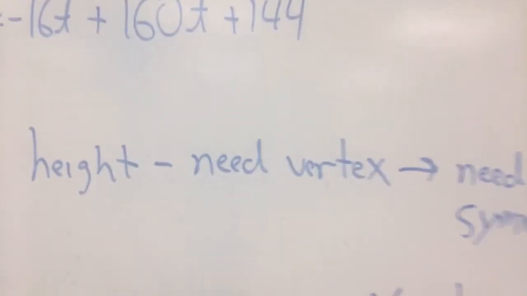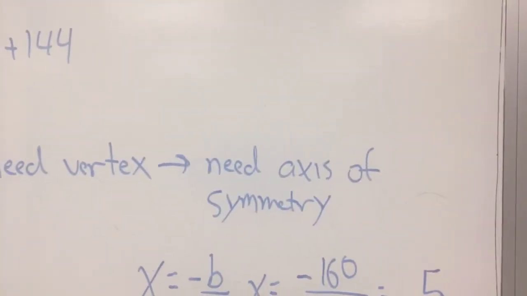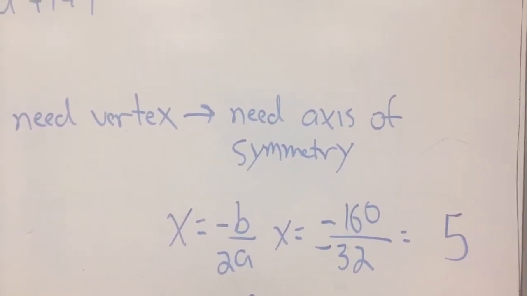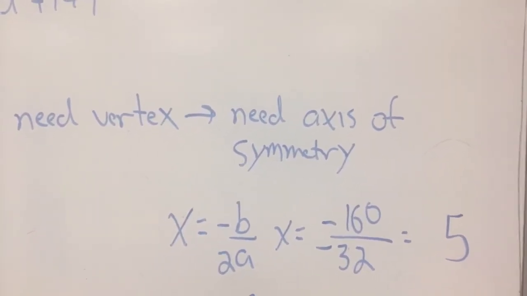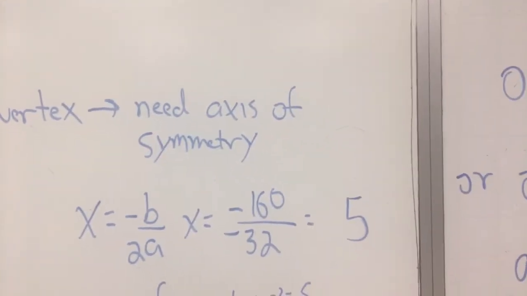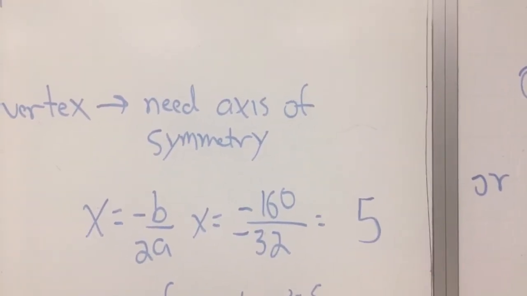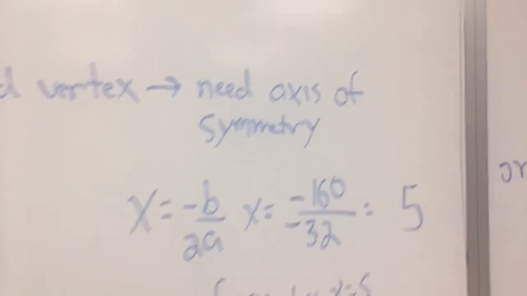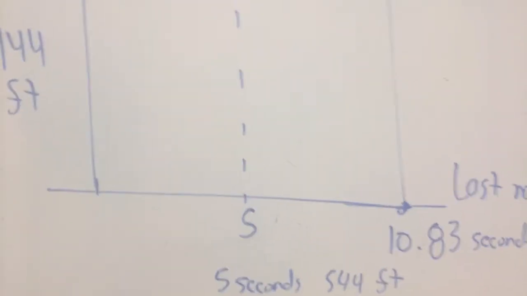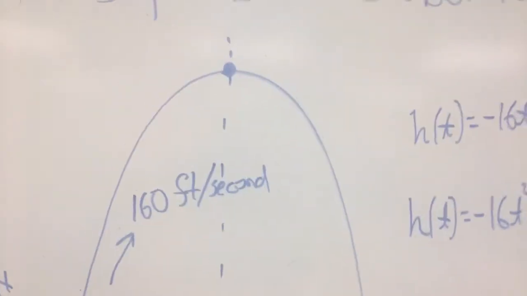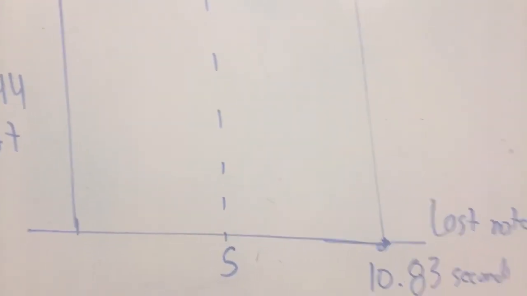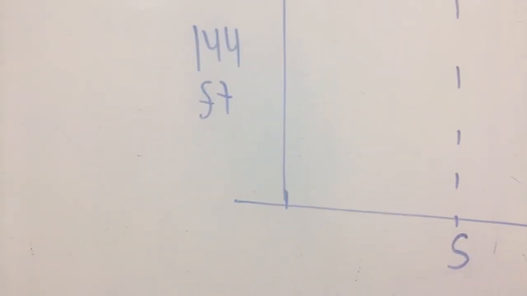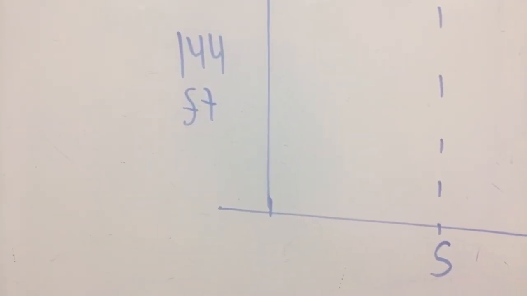We need the vertex. To get the vertex, we need the axis of symmetry, all right? Negative b over 2a, negative 160 over negative 16 times 2, negative 32. Hey, look at that, x is 5. Doesn't that clean up pretty? Yours is not quite that pretty. Anyway, so after 5 seconds, bang, okay? Now, I have to be careful how I say that because this curve actually comes down below this, doesn't it? It's some negative time.